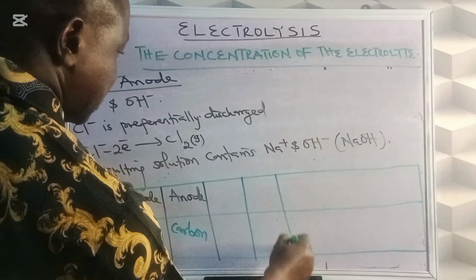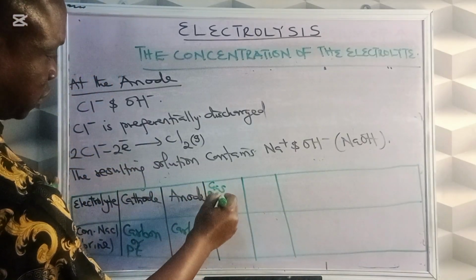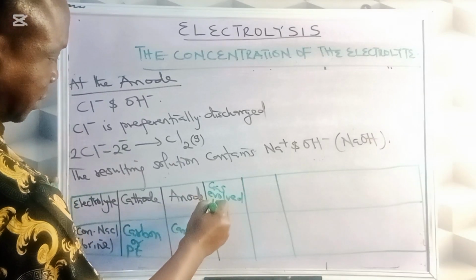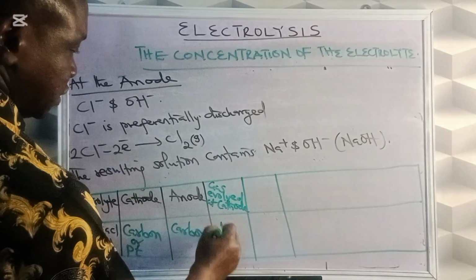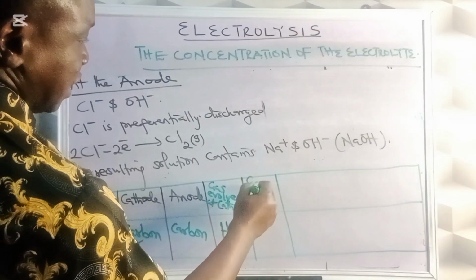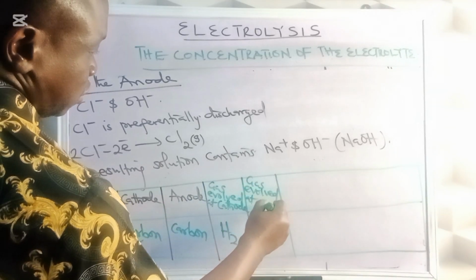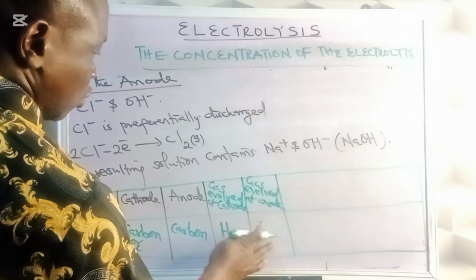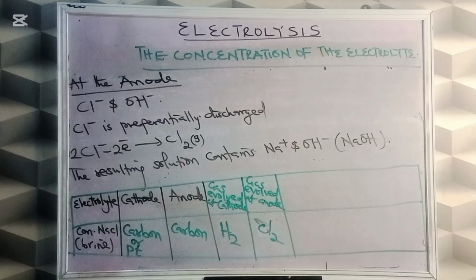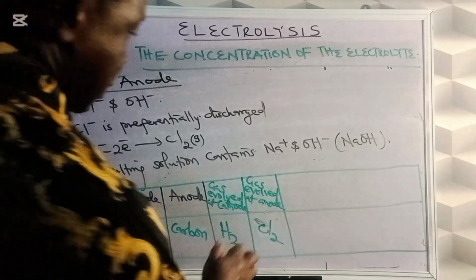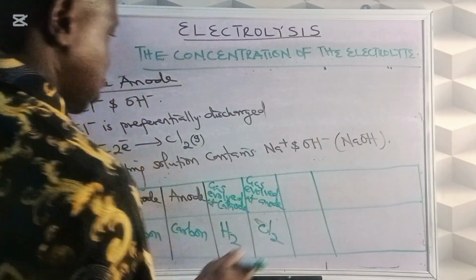So immediately after that, the gas evolved at the cathode. We have done that. Hydrogen gas. The gas evolved at the anode, we have chlorine gas. This chlorine gas, a greenish yellow gas that turns damp starch iodide paper blue-black. We call it chlorine gas. Then the resulting solution.